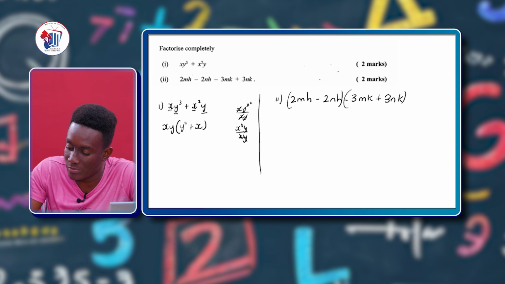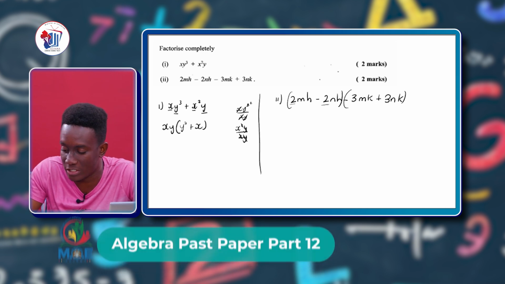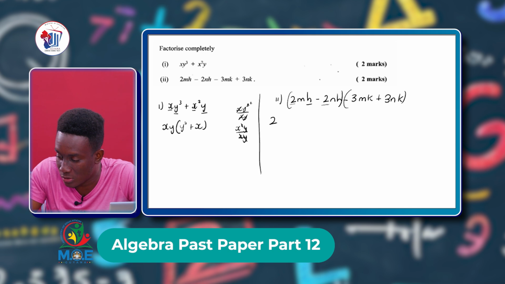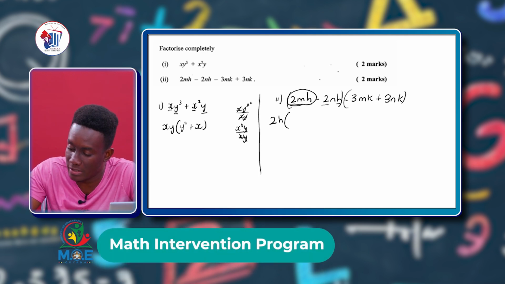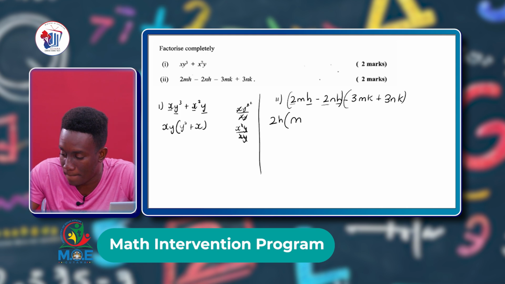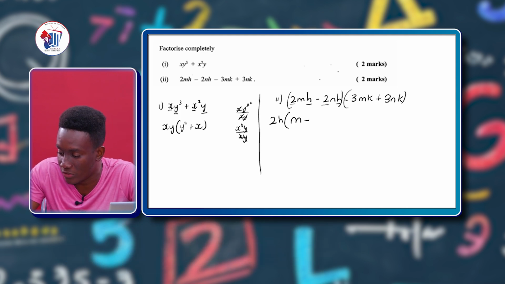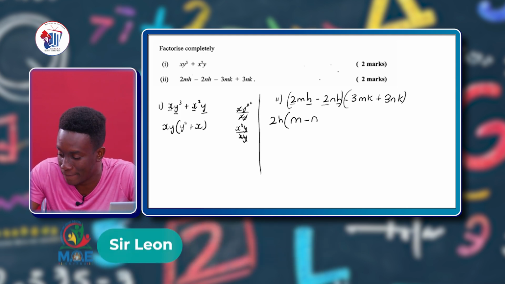And then I look at the first bracket and I see what is common. First of all, I see 2. The number 2 is common, so I'll factor out that 2. Then I see h is also common, so I'll factor out the h. So I'll factor out the 2h from both terms. So when I factor out 2h from this term, I'll simply be left with m. Minus, when I factor out the 2h from here, I'll be left with n.